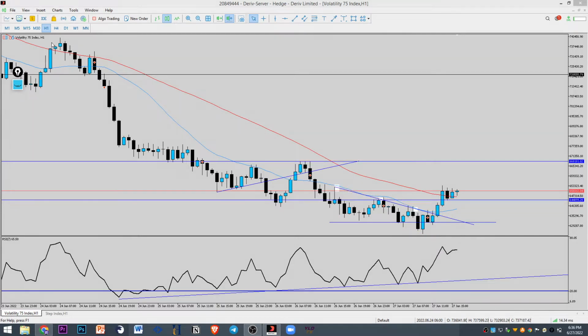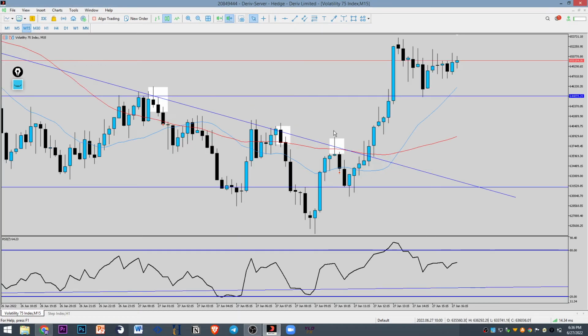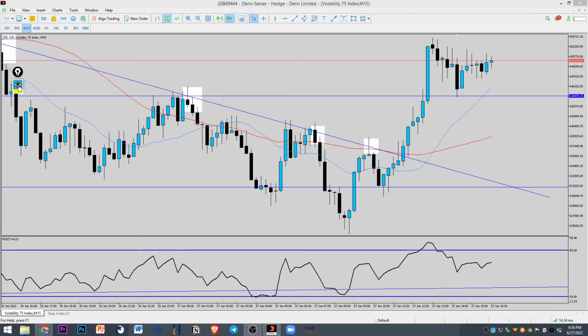But this setup from this morning, guys, I did take a sell position from this area, and once I saw price starting to reject this area, I got out of my position. The reason for that is, guys, I'm going to teach you something that I don't know if you're familiar with.